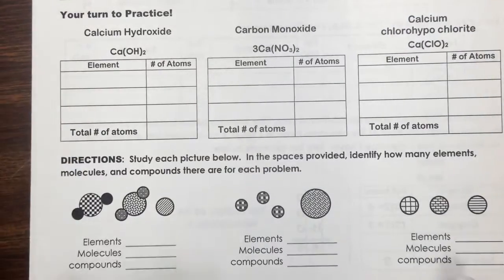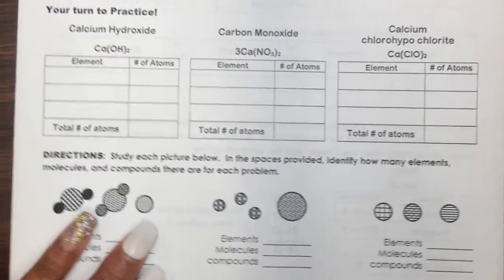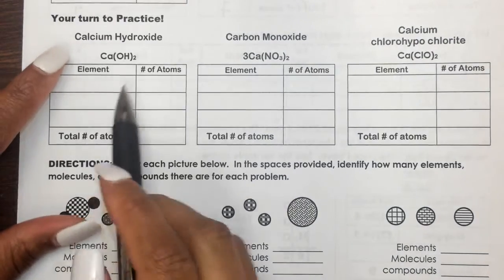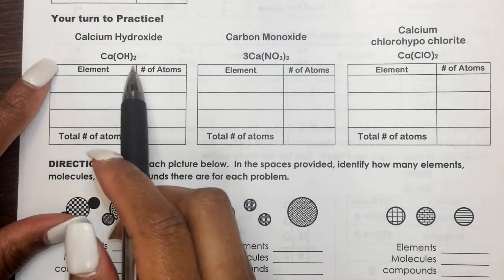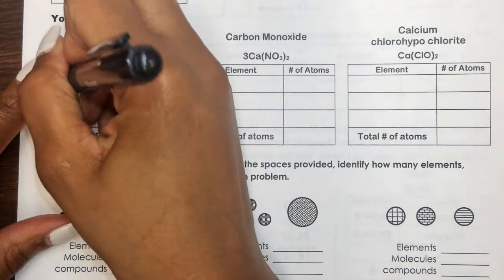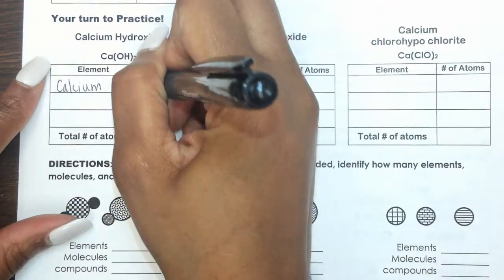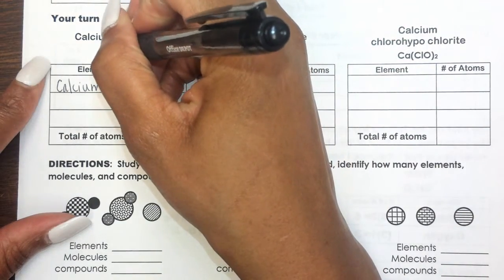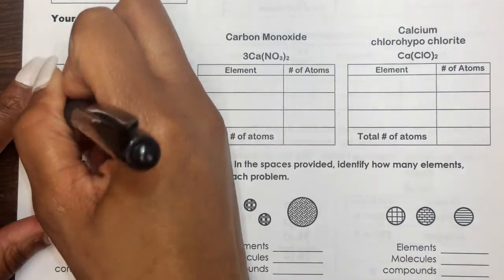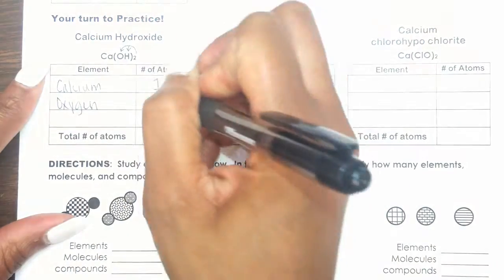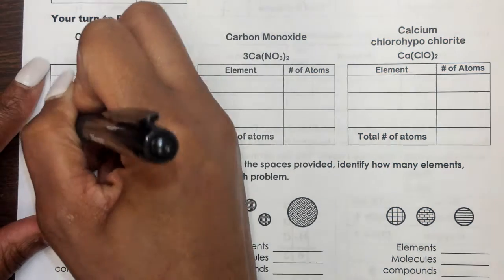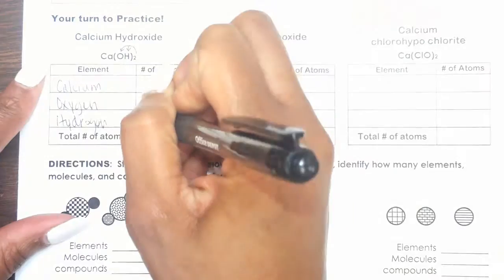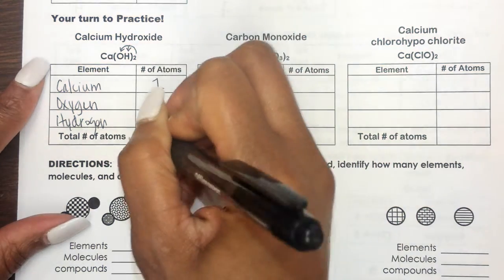So I'm going to go back to my paper here. Alright, so there's no coefficient here. So my calcium is just going to be 1. My oxygen and hydrogen, however, have a subscript outside of the parentheses. Oxygen is 2, and then hydrogen is 2. So I have 5 total.